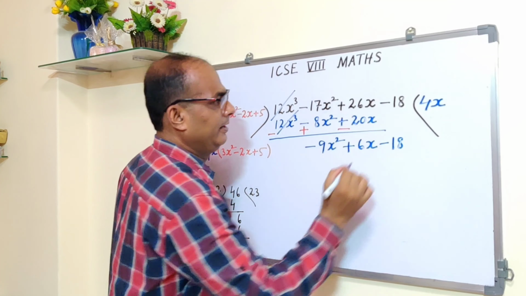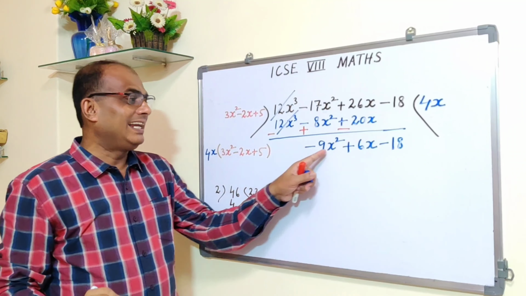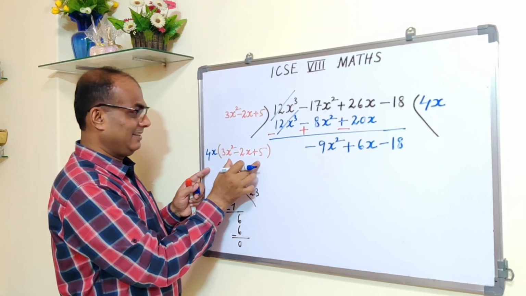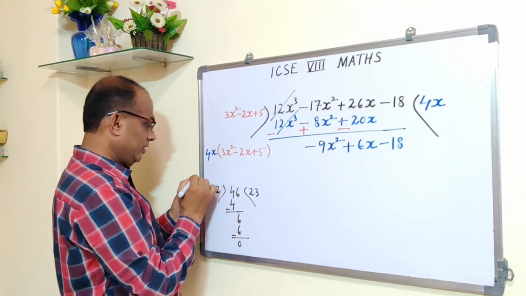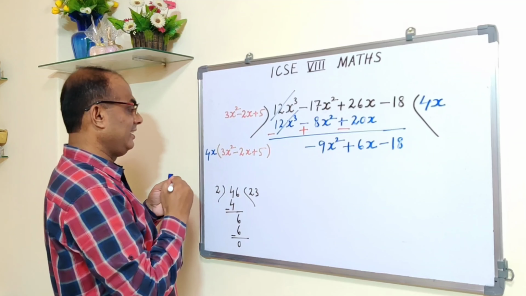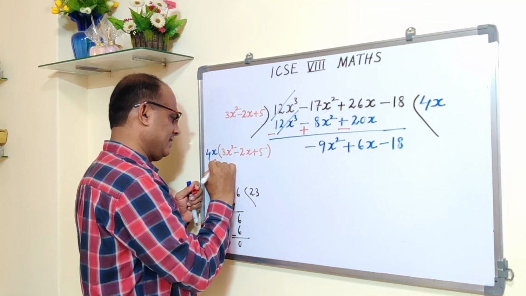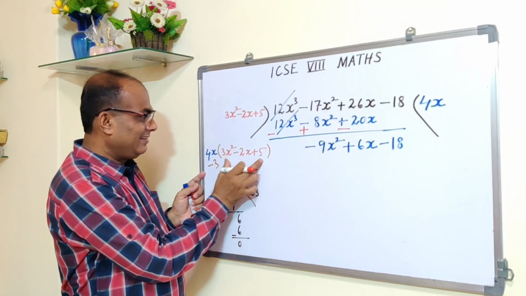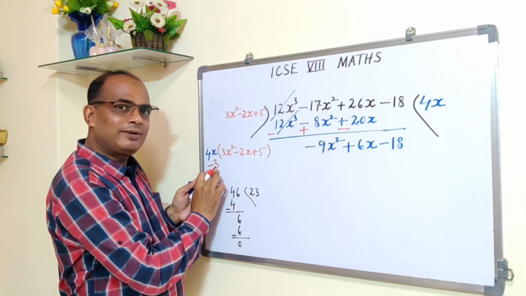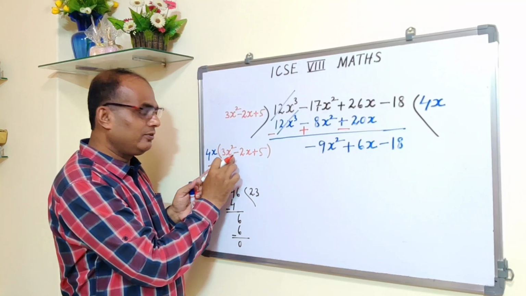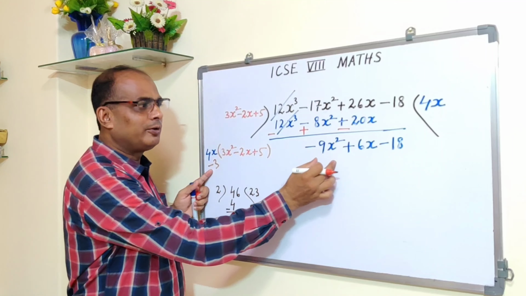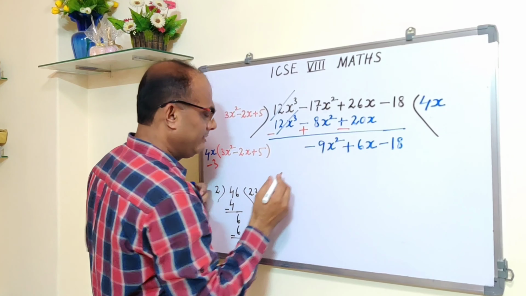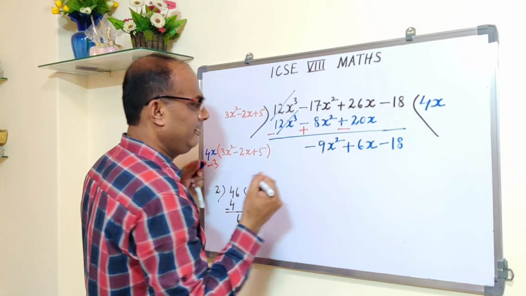Fine. Now you want minus x squared. By which term should you multiply this entire thing so that you get minus 9x squared? If you multiply by minus 3, are you going to get minus 9x squared? Yes, minus 3 into 3 is minus 9, in x squared. That is important: whatever we get here will die down.